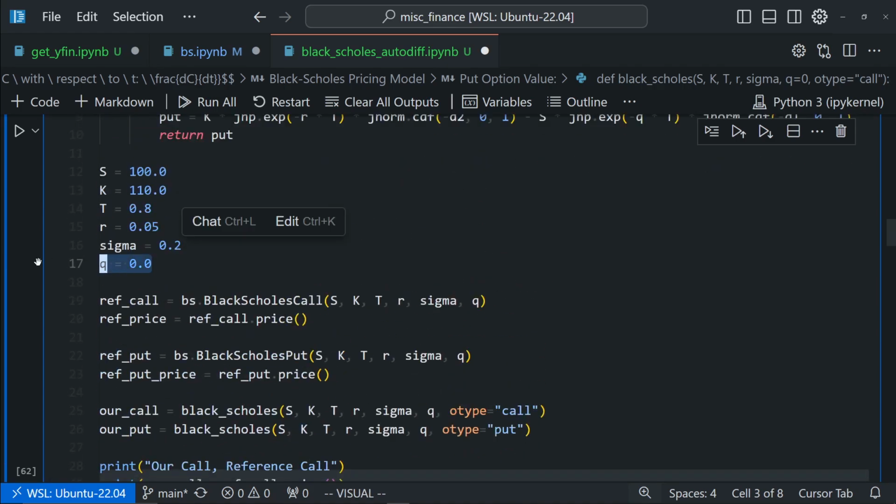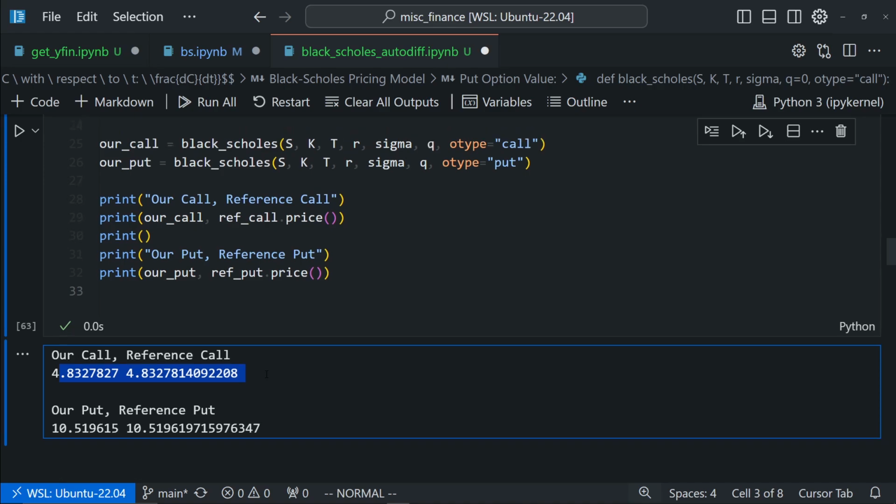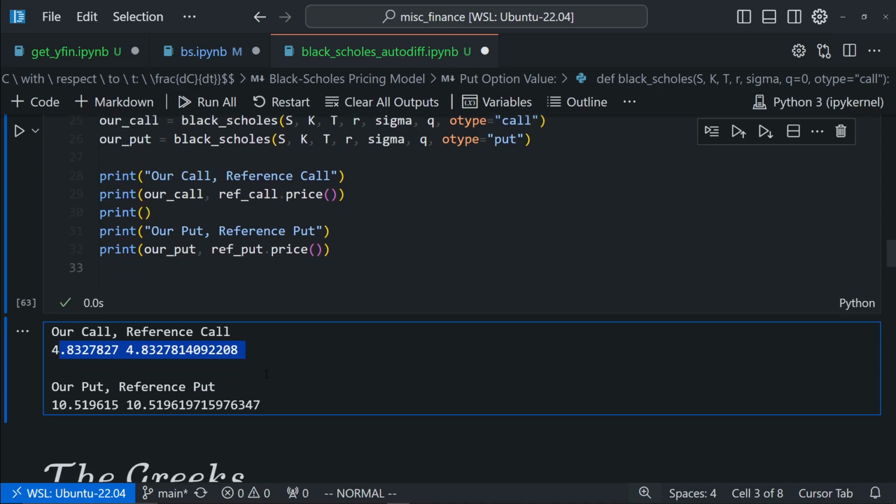And we're saying it's a non-dividend paying stock, let's say. And I'll run this again just so you can see, but we get the exact same value out to numerical precision. So we know that we have a working Black Scholes pricing model.